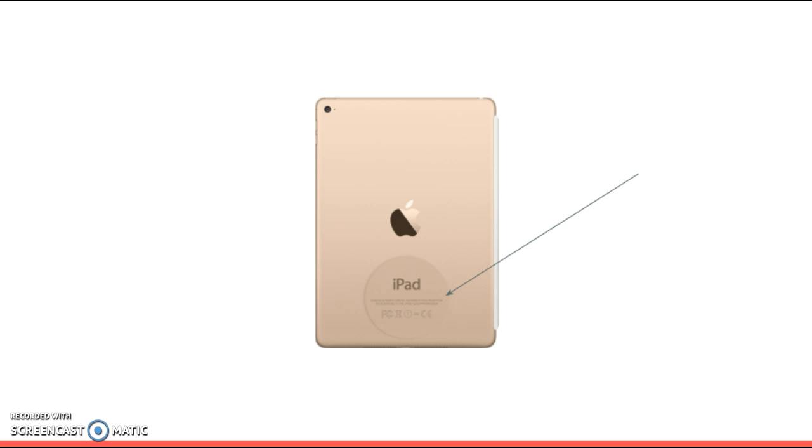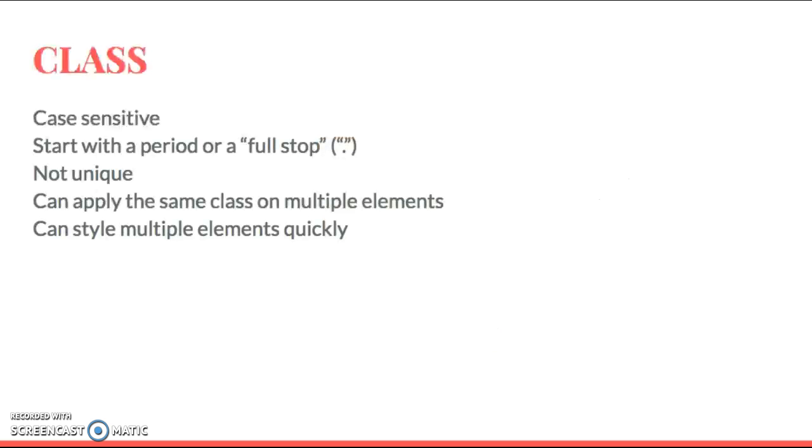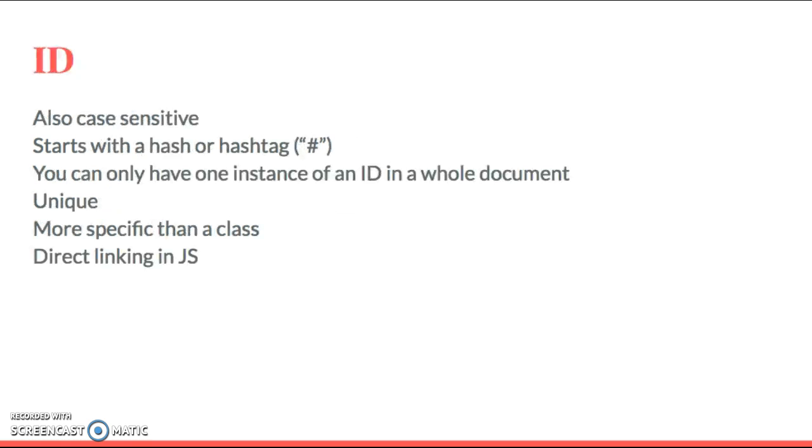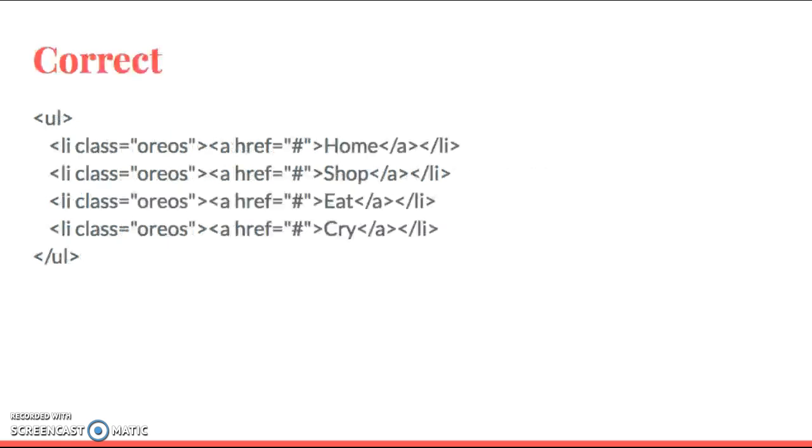So just a quick recap. The class is case sensitive, starts with a period or a full stop, is not unique, can be applied on multiple elements and can style multiple elements quickly. Whereas an ID is also case sensitive, starts with a hash or hashtag. You can only have one instance of an ID in a whole document. It's unique, more specific than a class, and has direct linking in JavaScript. Here I've done some examples so that we can get more of a feel.